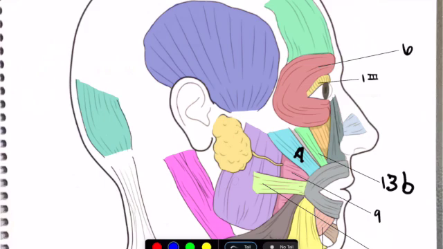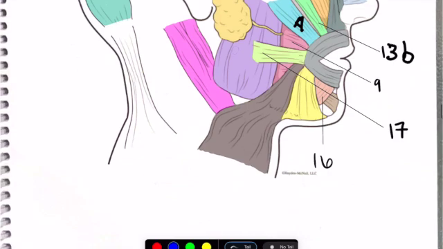So then number 14, we're going to have depressor anguli oris. That's going to be this one in yellow right here. And then you're going to have number 16 right here that's going to get you confused. That's depressor labii inferioris. Kind of like your 11 and 12, the labii lie more medial, whereas your anguli lie more lateral.